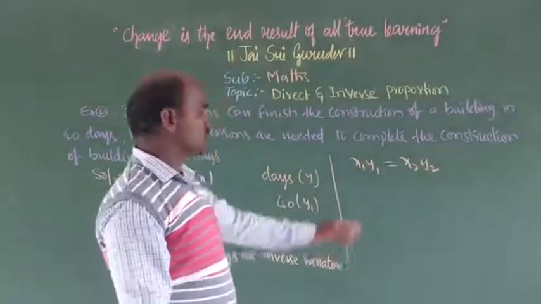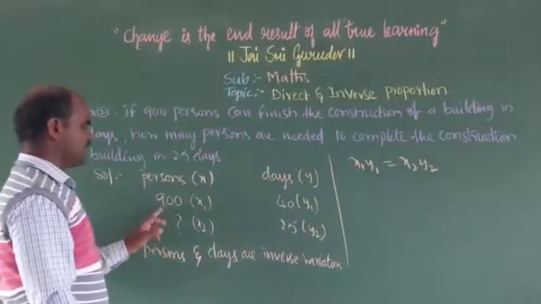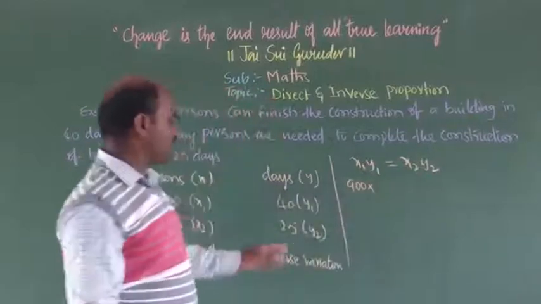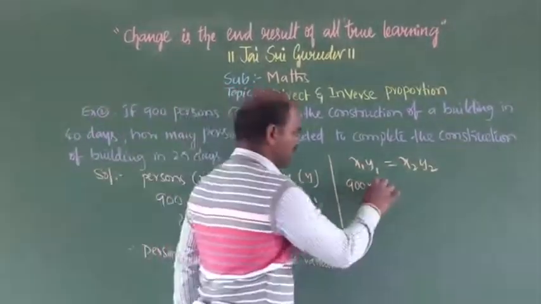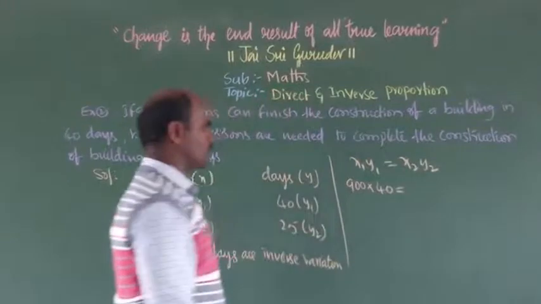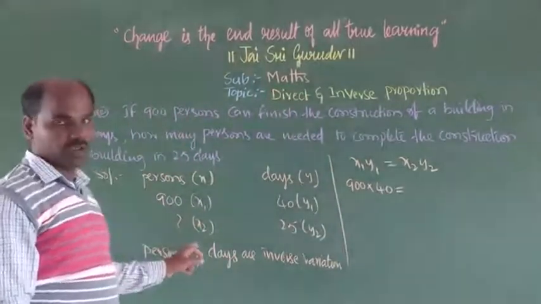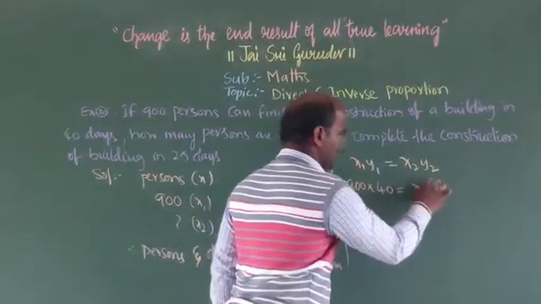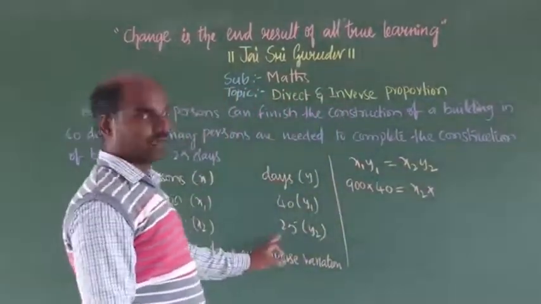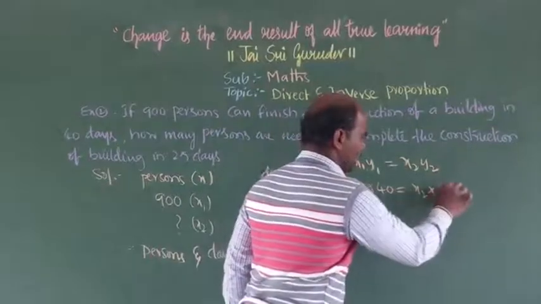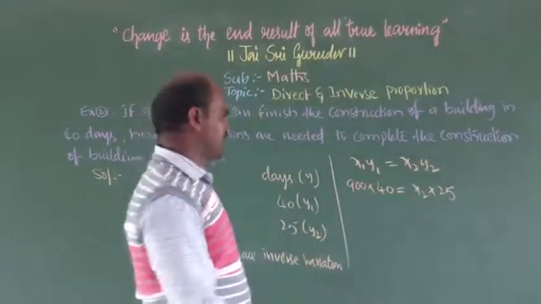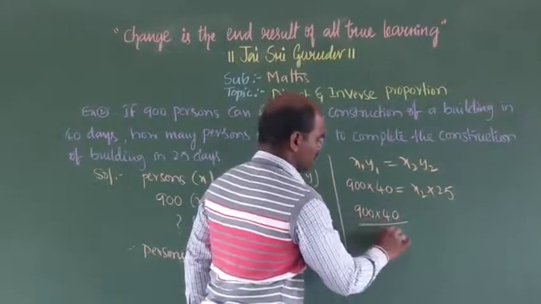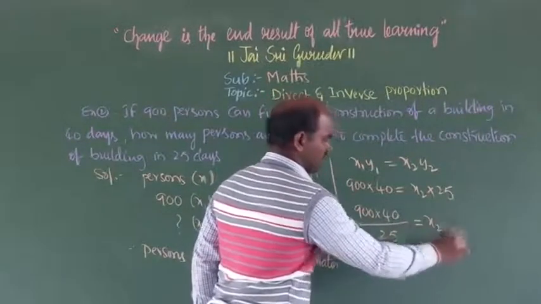Now substitute: 900 into y1 value, which is 40, equals x2. The x2 value we don't know; we have to find that. So x2 into the y2 value, 25. Then 25 goes to the denominator: 900 into 40 divided by 25 equals x2.